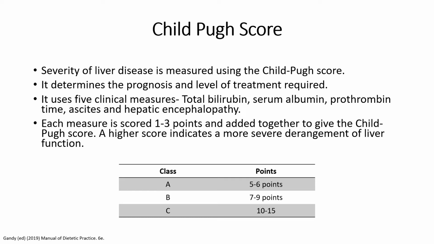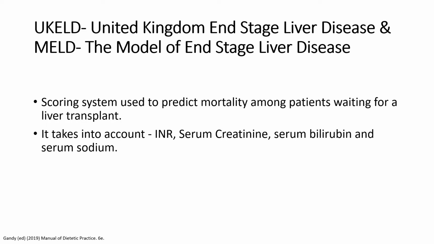The Child-Pugh score is classed as A, B, and C depending on the number of points and severity of the liver disease. Other measures used include the UKELD, which is the United Kingdom End-Stage Liver Disease, and the MELD, which is the Model of End-Stage Liver Disease. These are scoring systems used to predict mortality among patients waiting for a liver transplant. They take into account INR, serum creatinine, serum bilirubin, and serum sodium.